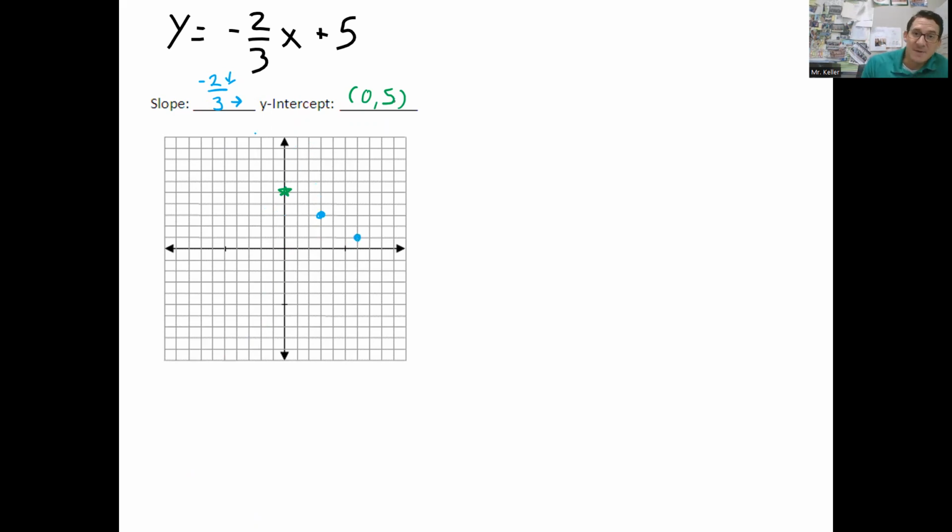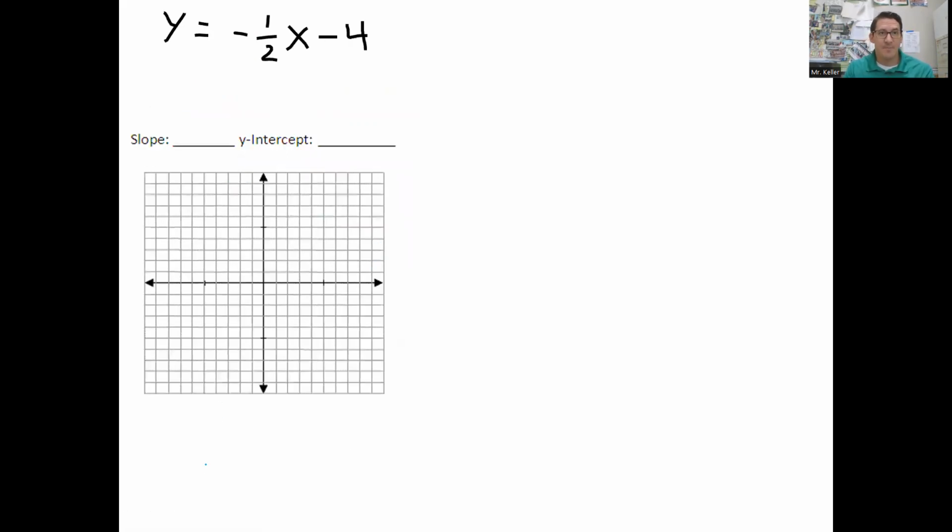You can go in the opposite direction. You can go up 2, left 3. That's fine. But when it's negative, the negative goes with the top or the bottom, not with both, because if you go in 2 negative directions, you'll end up with a positive slope. Right? 2 negatives make a positive. So just 1 negative direction.